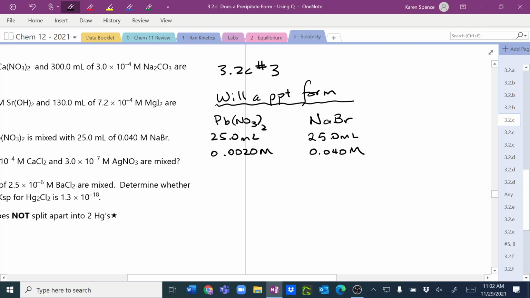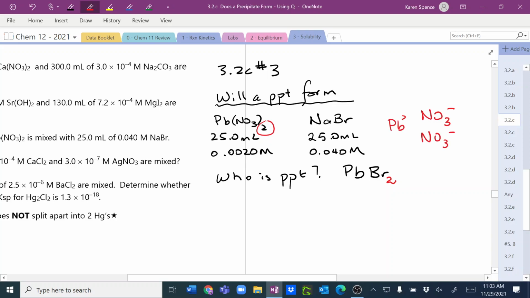First of all, who would be the precipitate? Are we happy with what I've written? It has to be PbBr2 because we've got that 2 there, right? And NO3 each have a charge of negative, so the lead that goes with them must be 2 positive. Okay, and the bromide is negative, so that's why we have that there.